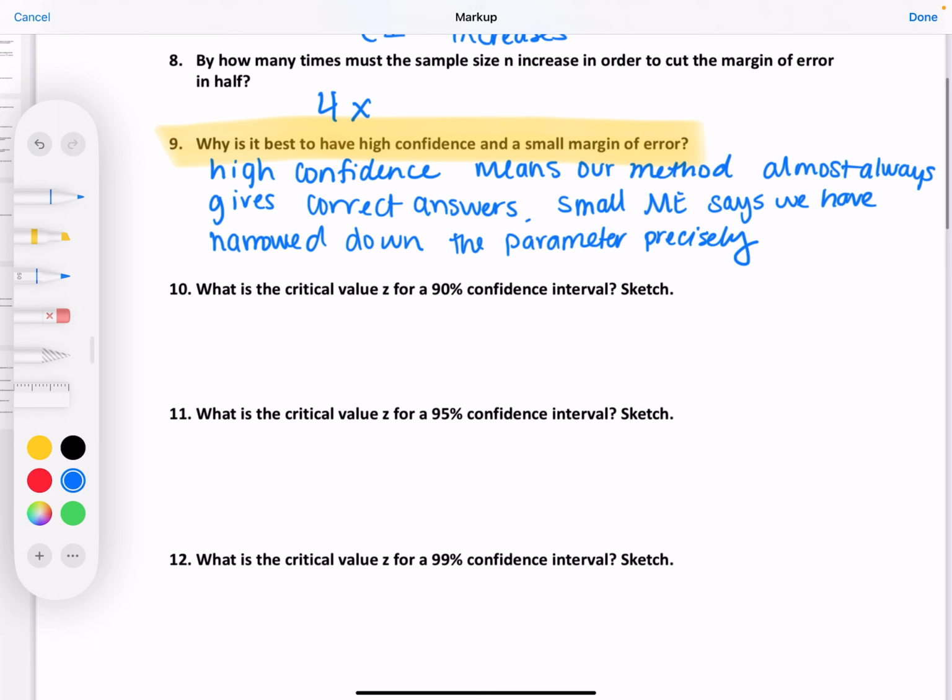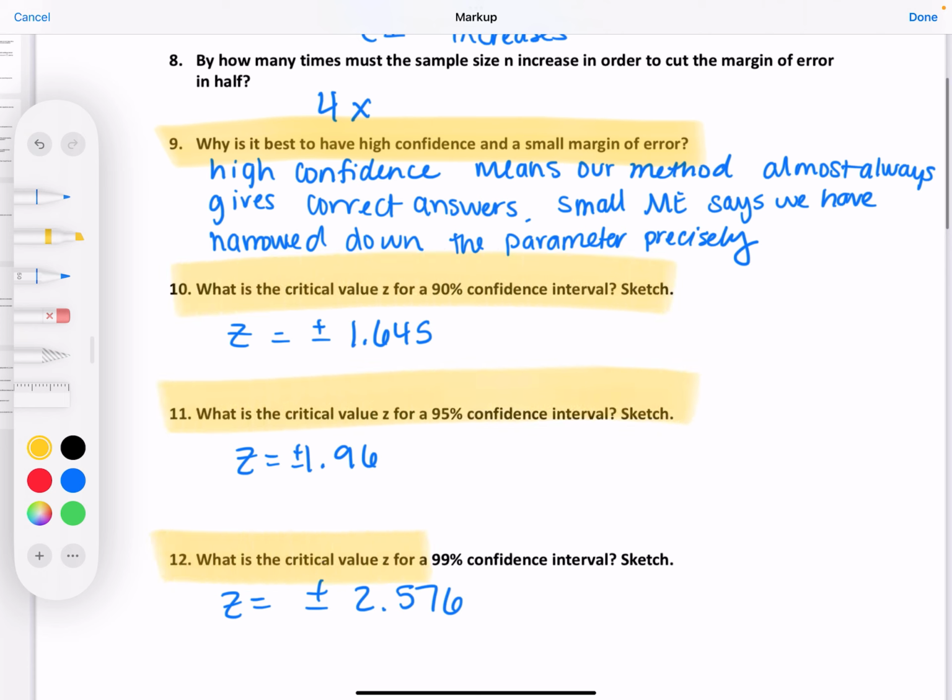And then the critical Z value for each of the following. The only one that I'm actually going to sketch for you is number 10, but I'm going to write down what all the critical values are. So for 90%, Z is equal to plus or minus 1.645. For 95%, Z is equal to plus or minus 1.96. And for 99%, Z is equal to plus or minus 2.576. And you'll need to know all of those values to be able to use them. If you need anything other than those, I'll give it to you.